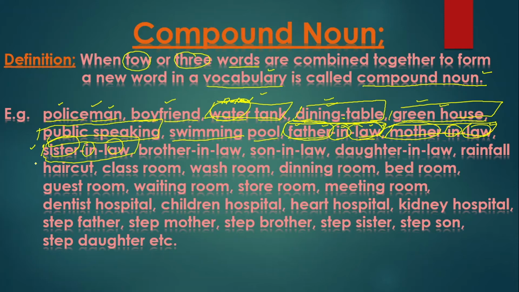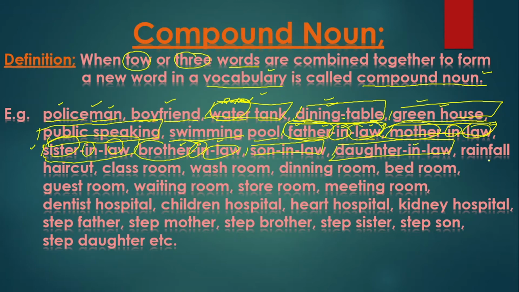And so it has got several meanings. You could check them. After that, brother-in-law. Brother-in-law means husband's brother or wife's brother, as well as sister's husband, who is also called brother-in-law. After that, son-in-law: a daughter's husband is called son-in-law, and daughter-in-law is a son's wife.